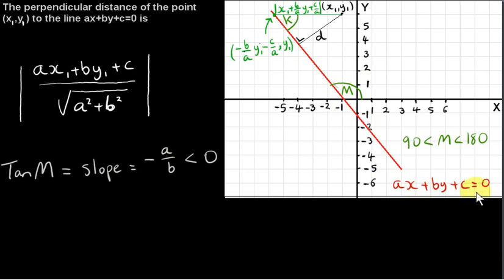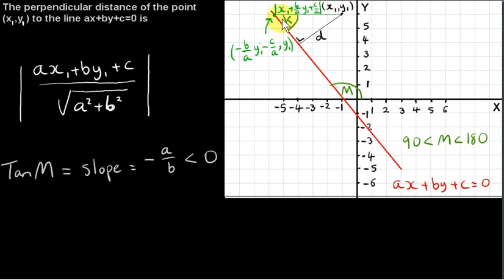We know from rearranging the equation of the line that the slope is minus a over b. We saw that before. We just write the equation in slope-intercept form. Y equals mx plus c. The coefficient of x is minus a over b. This quantity must be negative for a line with negative slope.